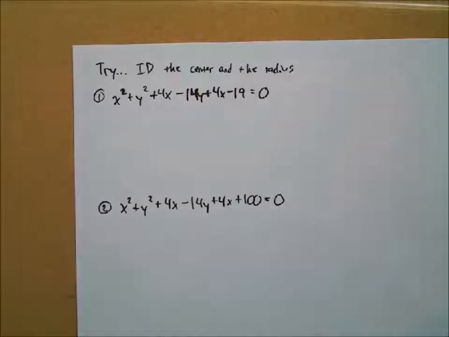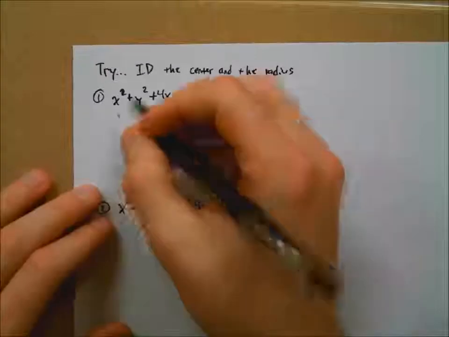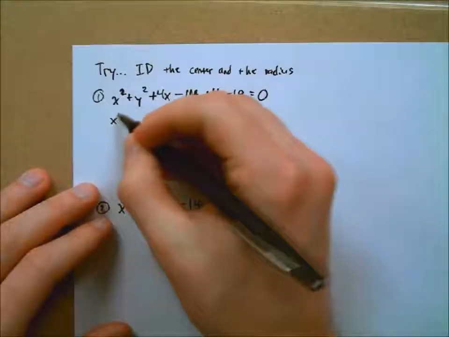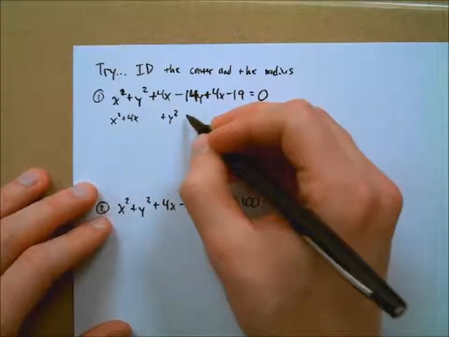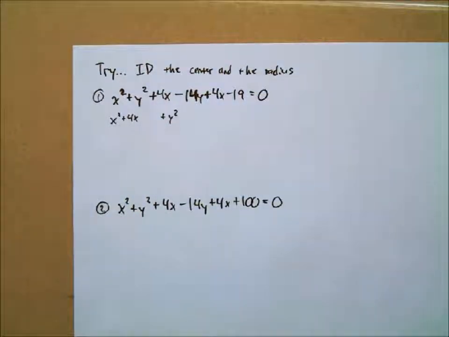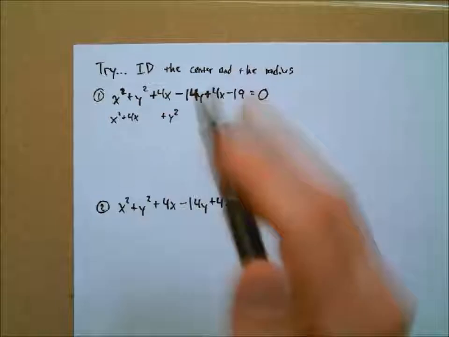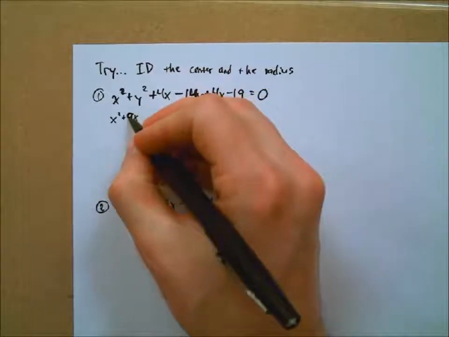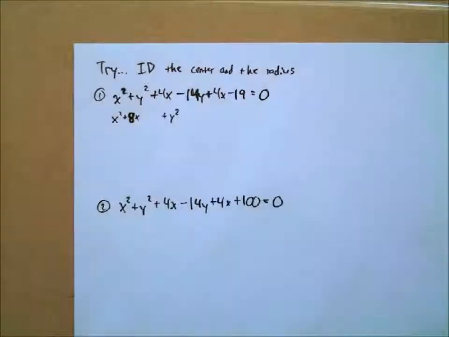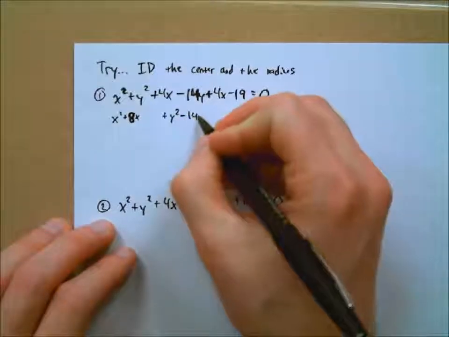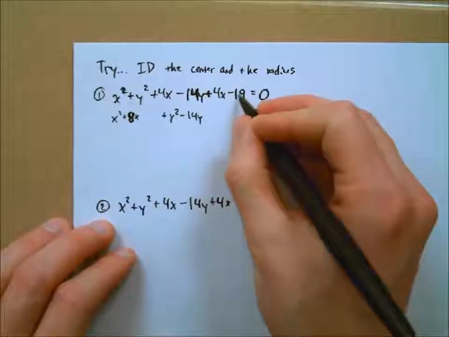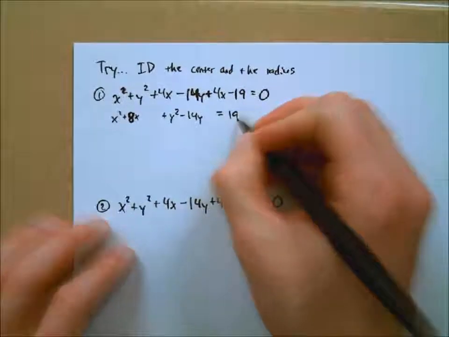So the first one here, I guess we'll just run through this one. So rearrange our terms, right? X squared plus 4x, leave some space. Y squared. Ooh. We have two 4x's, right? So this should really be 8x. We want to combine those like terms together there. Now the y squared is only the minus 14y this time, so we'll leave it like that. Leave some space. I'm going to move that 19 over so it equals 19.